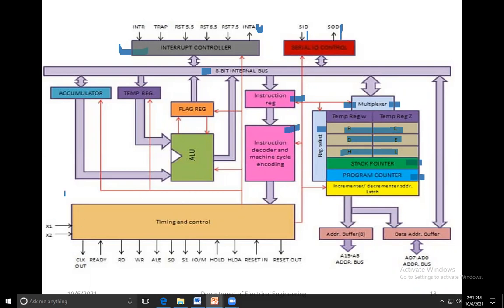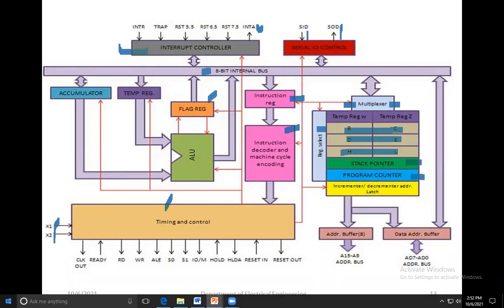Next is the accumulator and temporary registers. This is the ALU, the arithmetic logic unit. These are the flag registers. We're discussing the flag register. This is the timing and control section. This is X1 and X2, where we have to connect the clock.